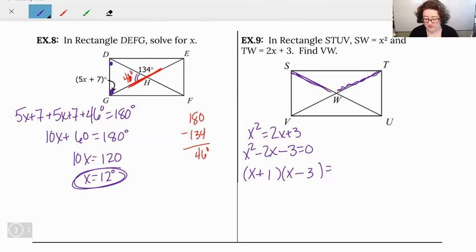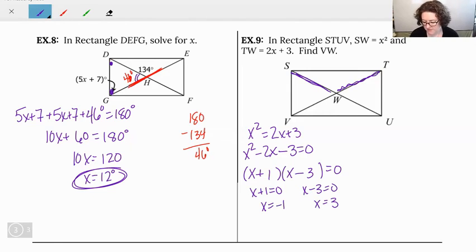Okay, and then once you get those factors, again, each one is set equal to 0 to test which one could be the factor that makes the whole equation 0. So x plus 1 equals 0 and x minus 3 equals 0. Solve out for x. And we have either x is -1 or x is +3. So we should test both of these just to make sure.